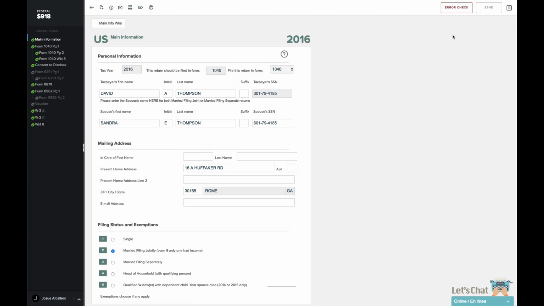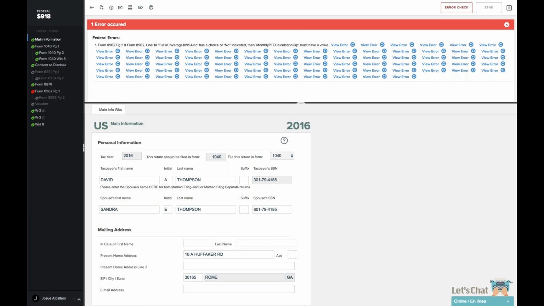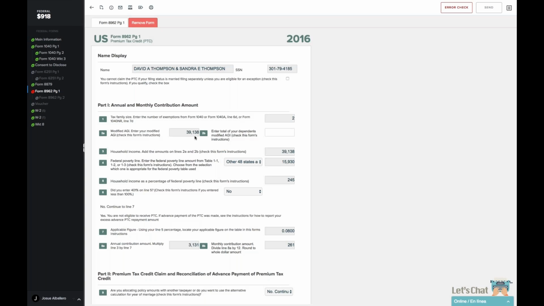Once you're done, you're going to do something up here called error check, the red button up here. You run that, and you're going to look for errors. So here we go, I see an error right there. So I'm going to come over here and see what the error is.